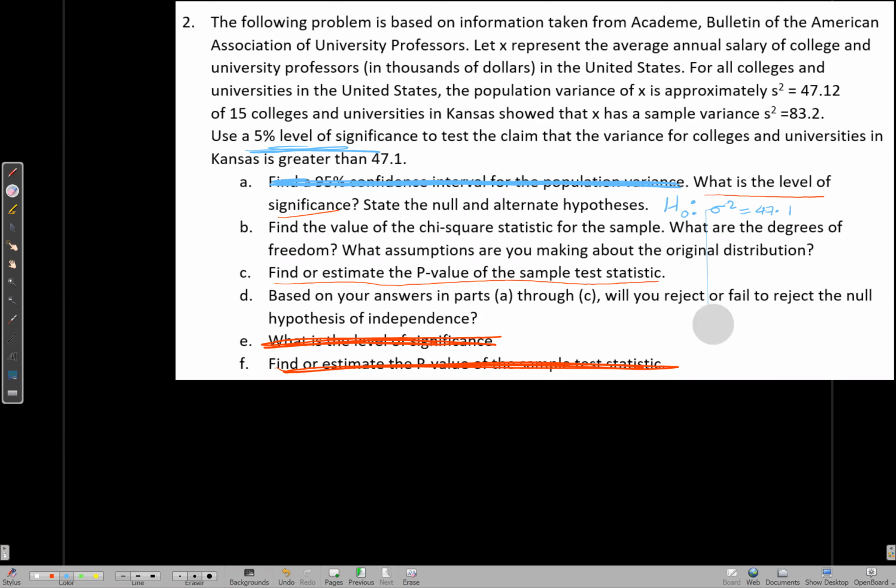And the alternate hypothesis is, well, think about it. So how do you write it down? H1 colon, you may have to use this or this, whatever, figure that out, guys. And then find the value of the chi-square statistic.